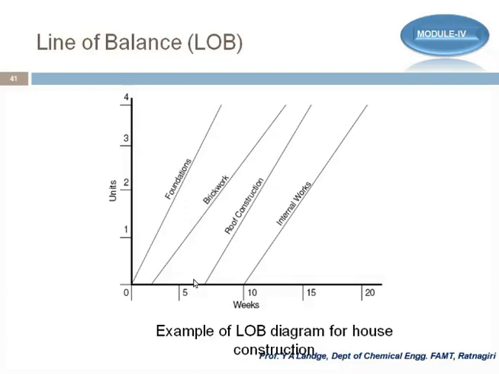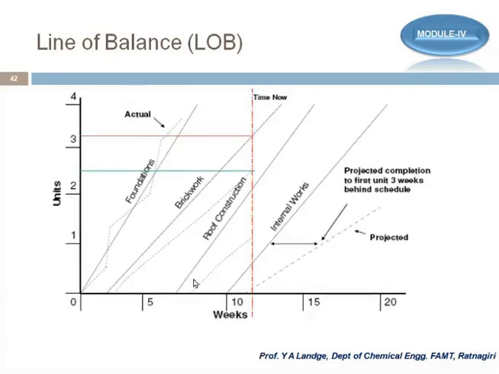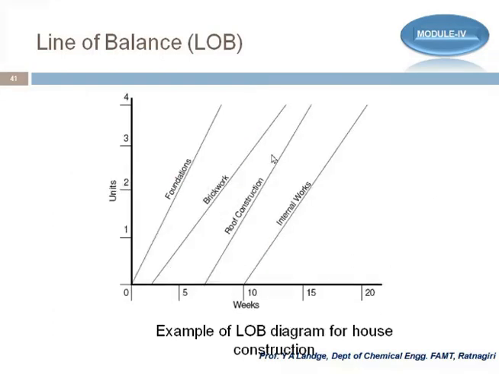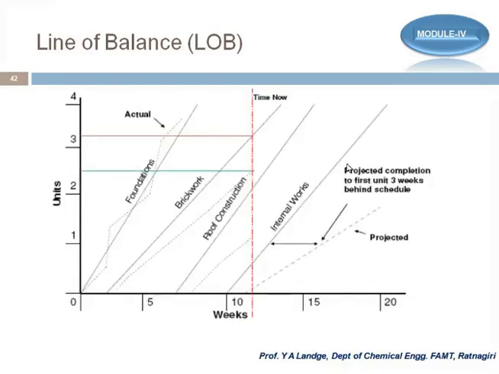Now I will show you another diagram, and this is that diagram. In this diagram we have the plan. In the same diagram, the solid line shows the work as per the planning, and the dotted line shows the actual progress of that project.